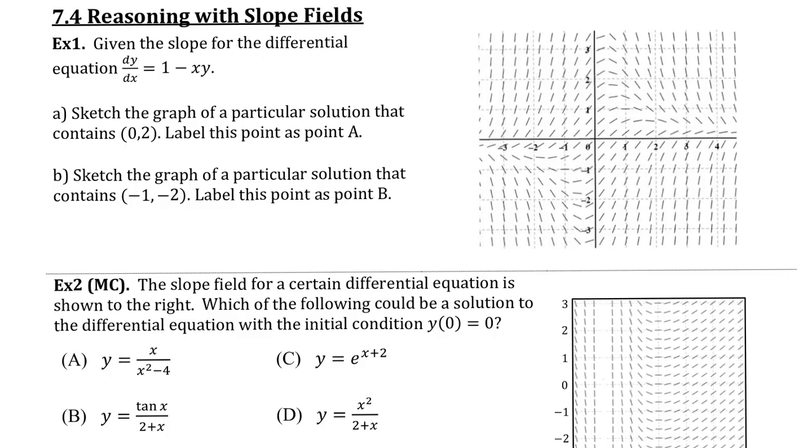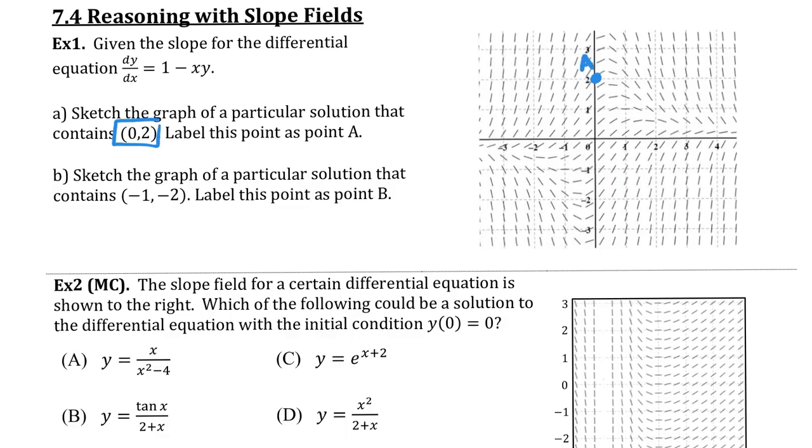Part A, sketch the graph of a particular solution that contains (0, 2). Label this point as point A. Okay, so they've given me the slope field. This is the slope field for this function. So let's just find (0, 2) on the graph and label it as A, because that's the easiest part. Okay, so (0, 2) is about here. Let's call this A.